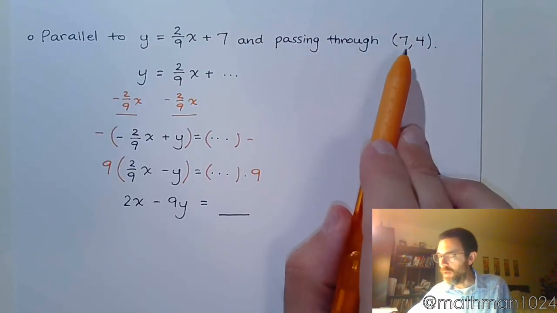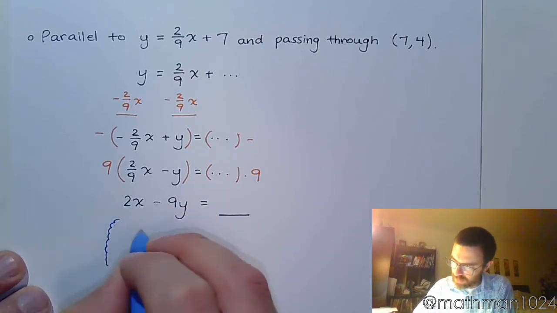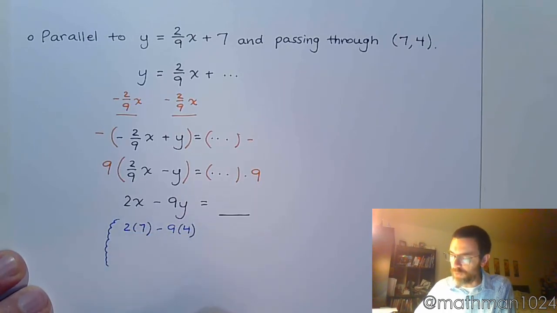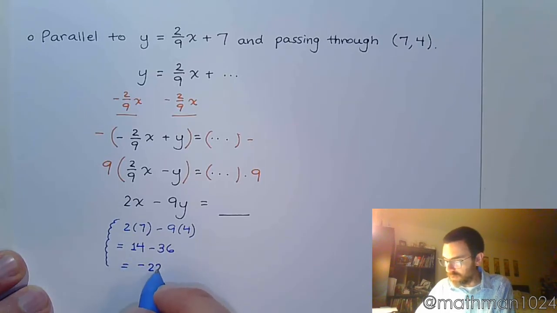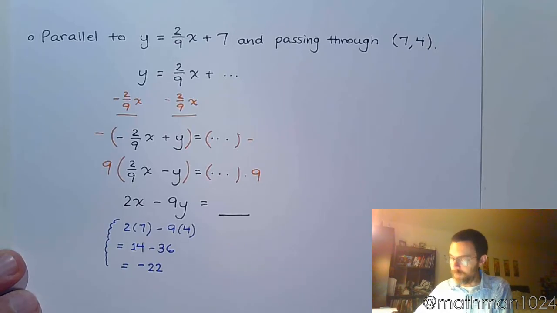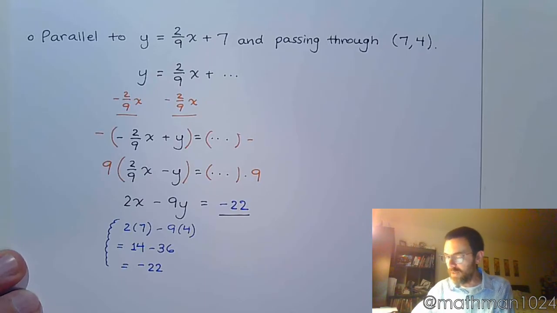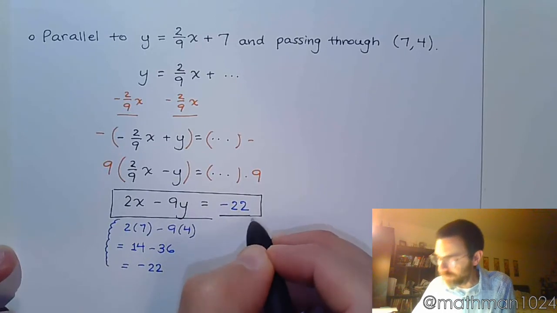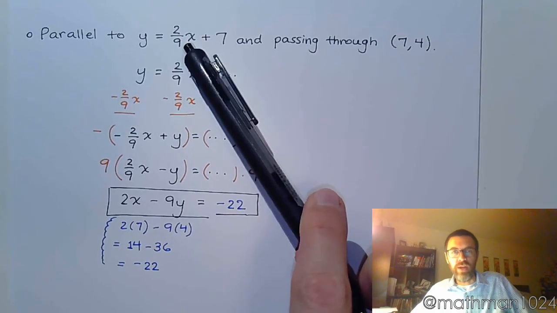So my ordered pair is 7, 4. So when I plug that in, plug in 7 for x, plug in 4 for y, 14 minus 36 is negative 22. So it forces the hand for this equation, and it tells us exactly what that constant is. And this is an equation that's going to be parallel to that guy.